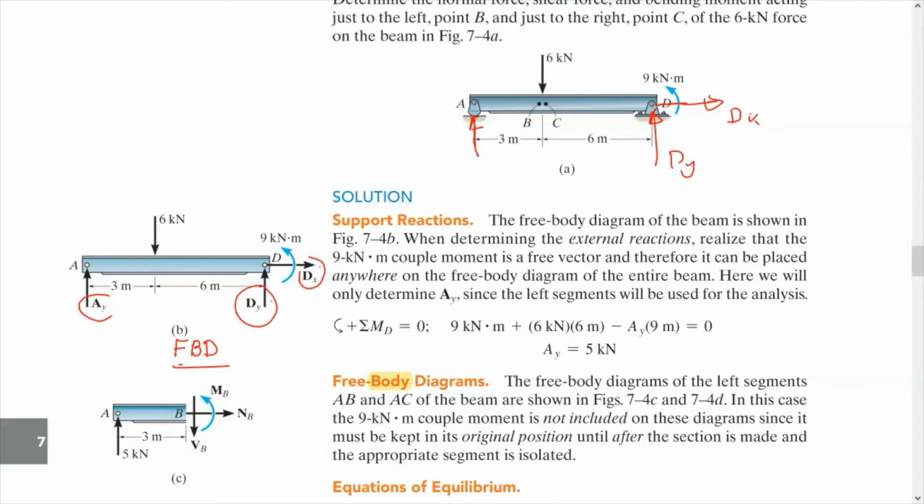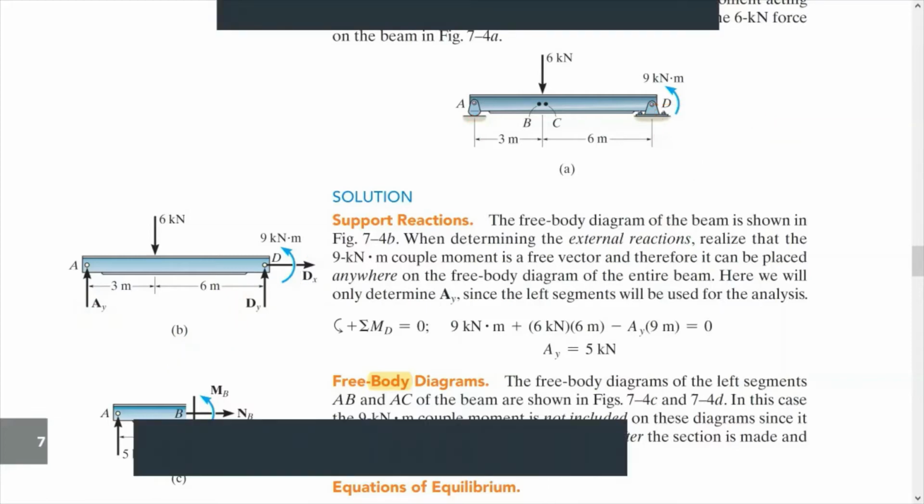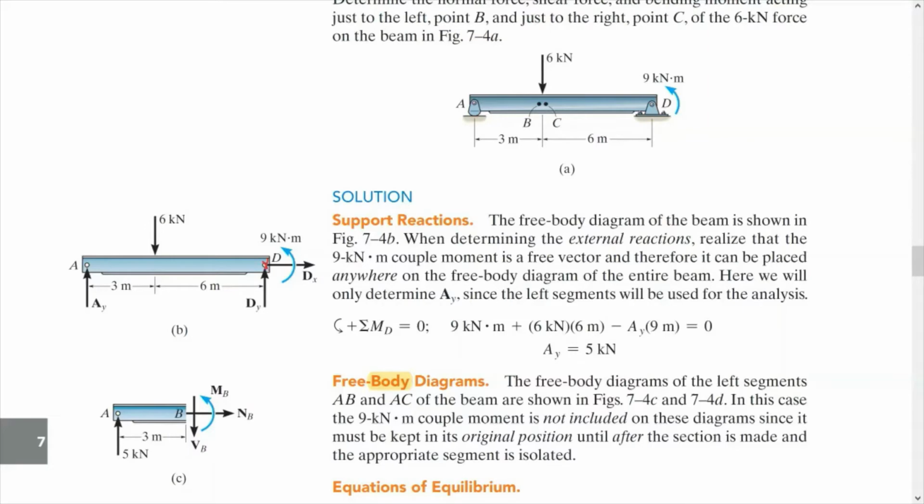So we need to find these support reactions before we proceed to find the internal force at points B and C. Okay. So here if we take the moment at point D, and again at point D because we want to eliminate more unknowns.